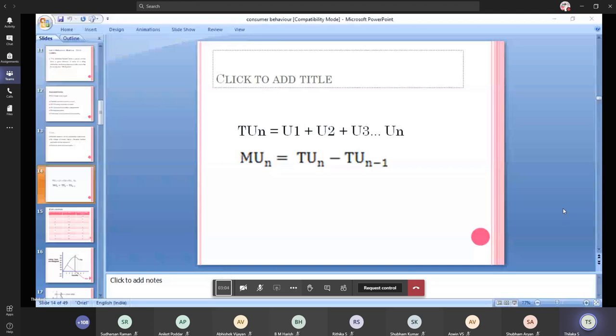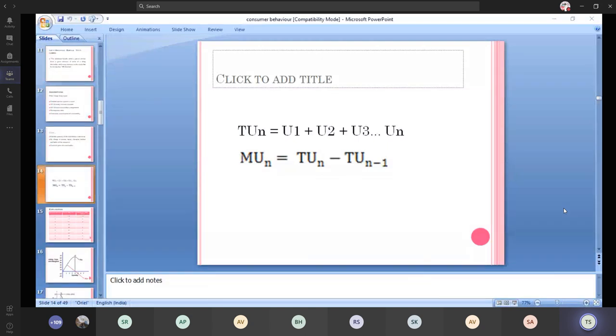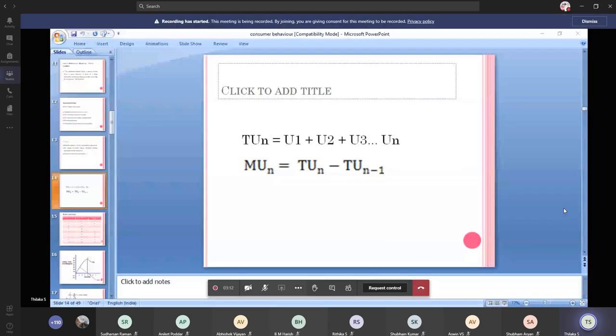So in the law of diminishing marginal utility, these are the assumptions. The first three are the common assumptions for the cardinal utility analysis for both the laws, which was given by Alfred Marshall, and these are the continuation of those. And these are the concepts which Marshall used in his law of diminishing marginal utility, that is the concept of total utility and the marginal utility.